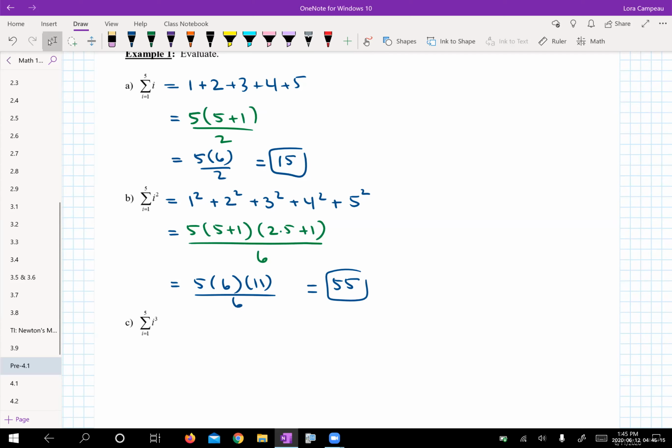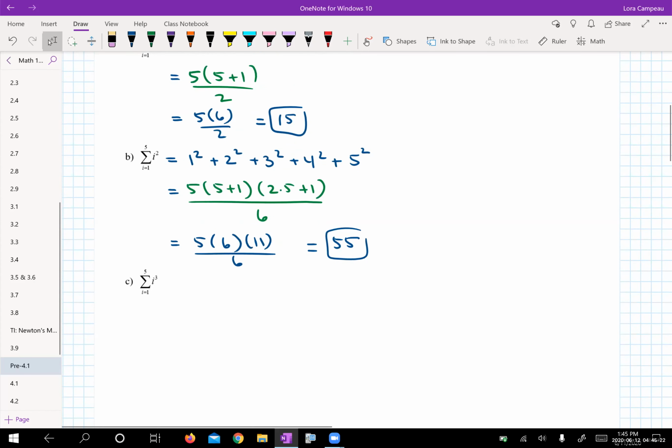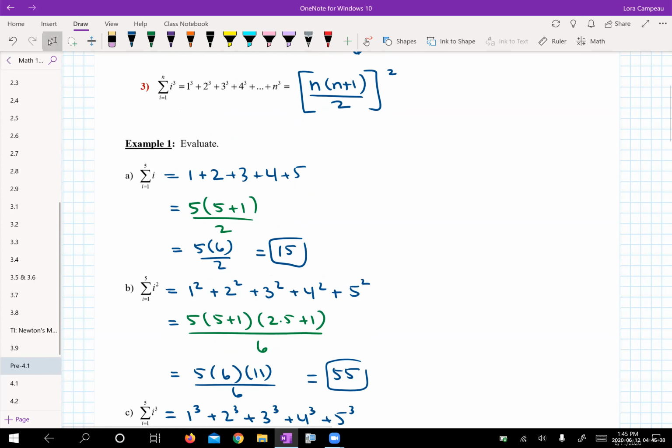And then part C, just so that we can fully see all 3 formulas being put into play, we're going to look at I cubed. So what is that telling you? Starting at 1, you're plugging in 1 cubed plus 2 cubed plus 3 cubed plus 4 cubed plus 5 cubed. To utilize the formula, that is n times n plus 1 over 2, and we're going to square this.